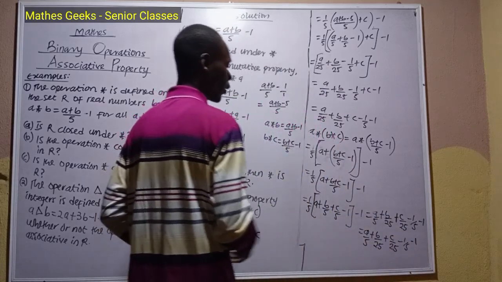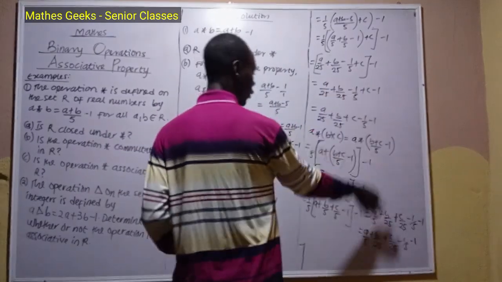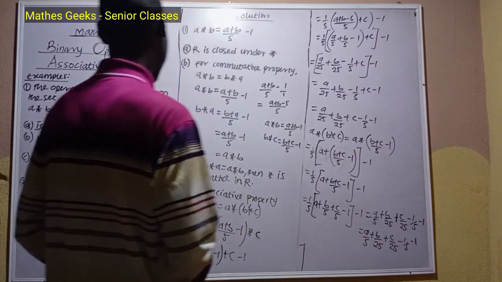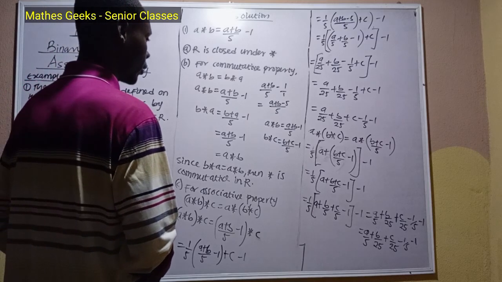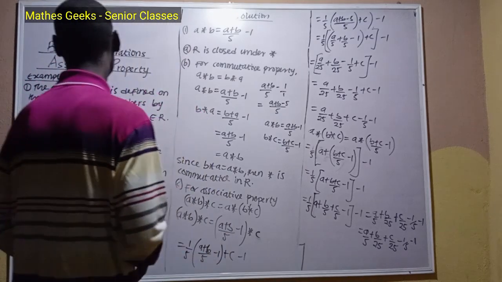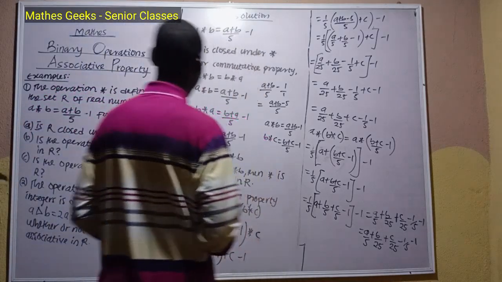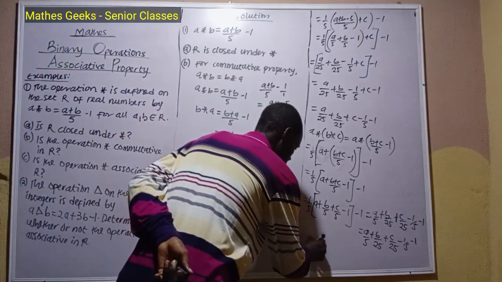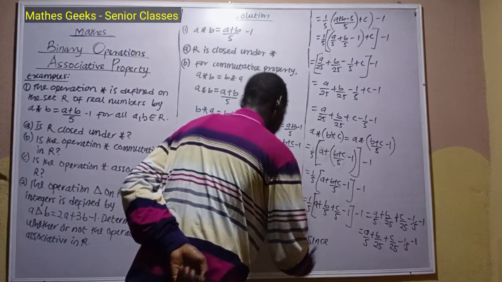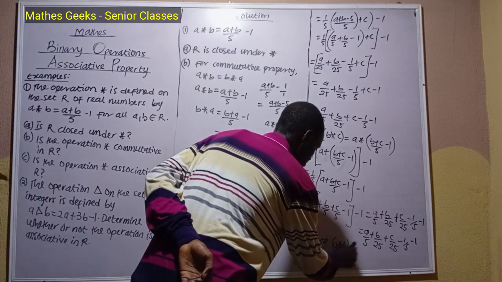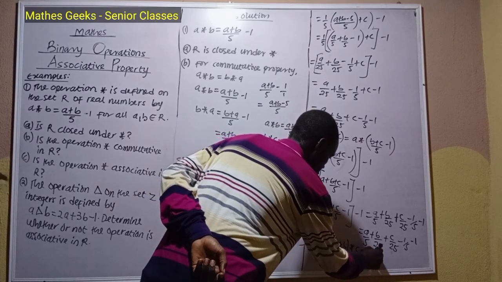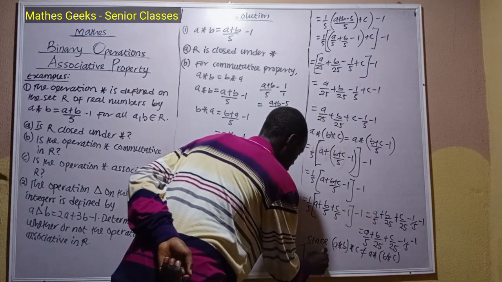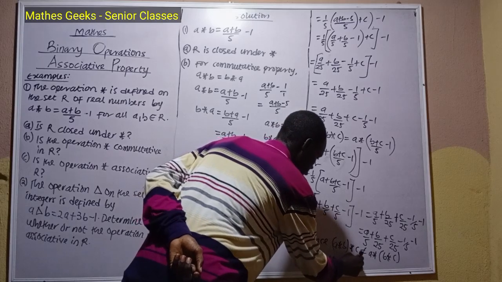So let's compare. What we have here is not equal to what we have here. So what does that imply? That the operation star is not associative. Since A star (B star C) is not equal to (A star B) star C, star is not associative.